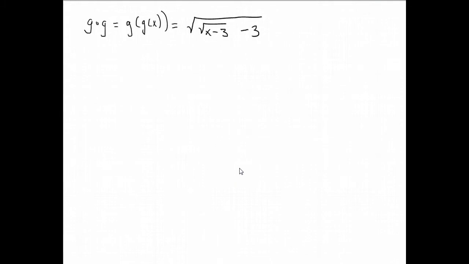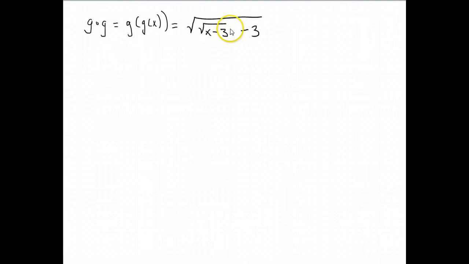Okay, so when we want to find the domain of this composition, we have to remember that the radicand, or whatever's under the square root, has to be greater than or equal to 0. So we actually have two radicals that we have to deal with. So let's look at the inner one first.